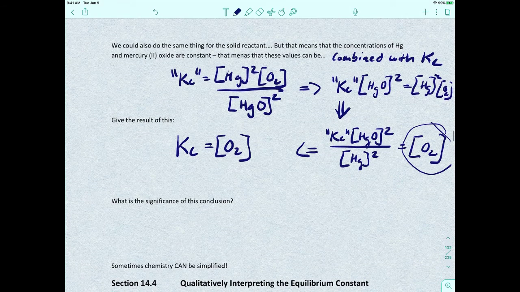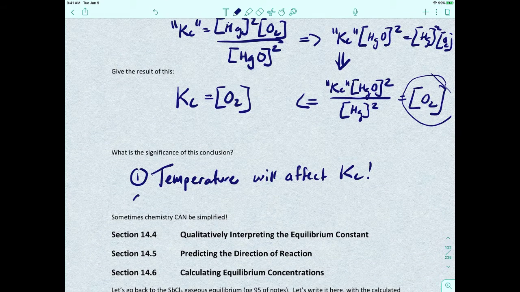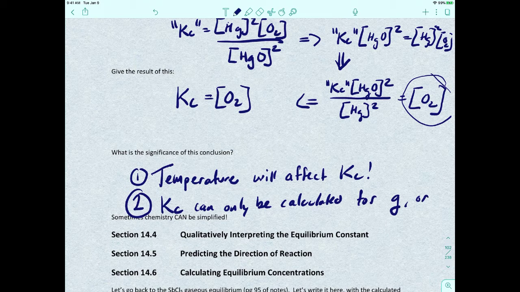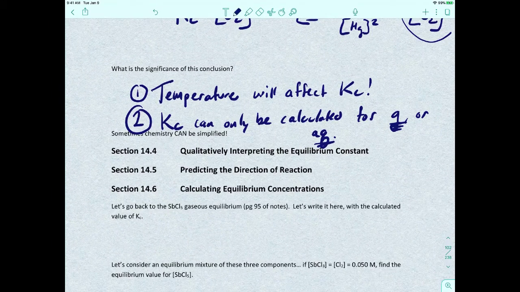So what is the significance of this conclusion that we're talking about? Based on what we just did, there's two things that we need to get out of this. First thing is that temperature will affect the equilibrium constant. Okay, so that's the first thing. The second thing, when we calculate equilibrium, Kc can only be calculated for gases or aqueous solutions. So this is going to be really important. That's what we're looking for, gases or aqueous solutions. So we're coming really close to the heart of this chapter.